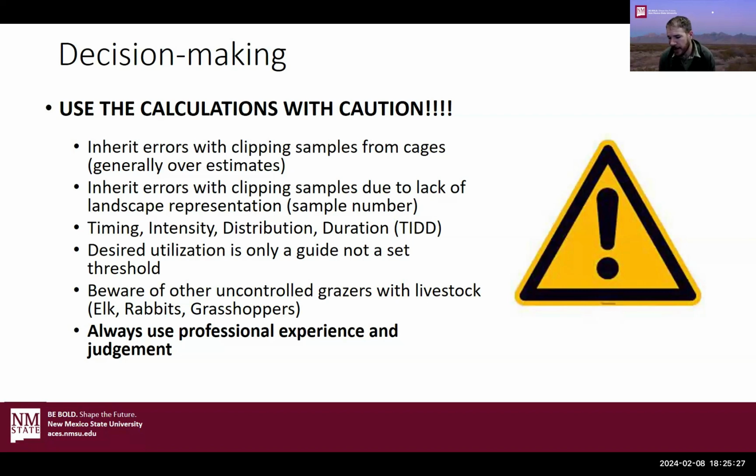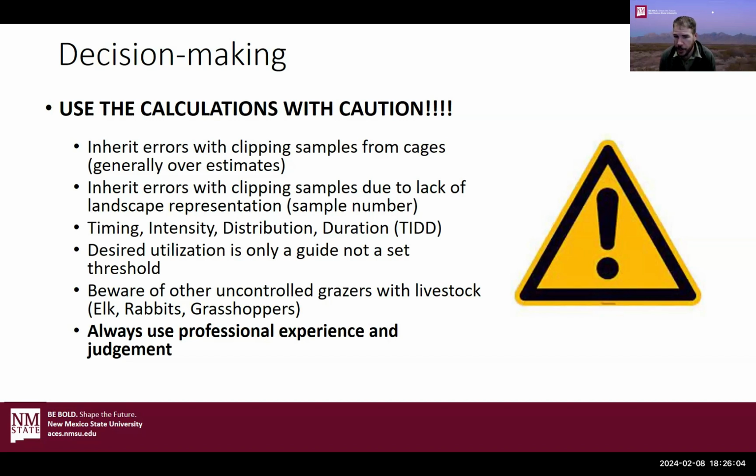I emphasize that utilization is a guide. It's not a set threshold. So for instance, you set it at 35 and you graze 42, that's not a big deal. It's kind of a guideline. So don't think that just because you hit 35, you need to get the cows out of there immediately. It's not that way. There's some wiggle room, and with these inherent errors that I talk about, the utilization has that wiggle room and is not a set threshold.